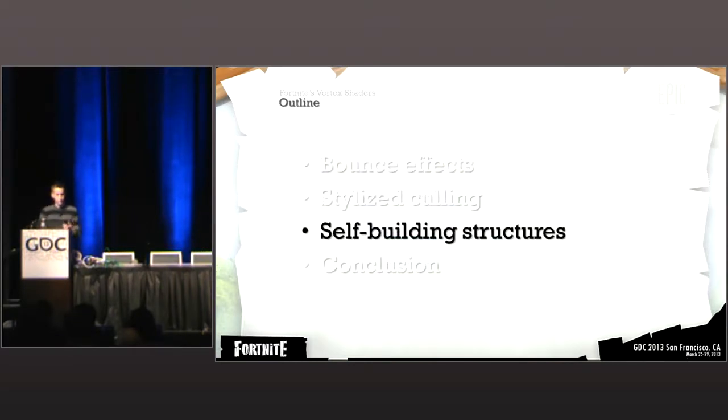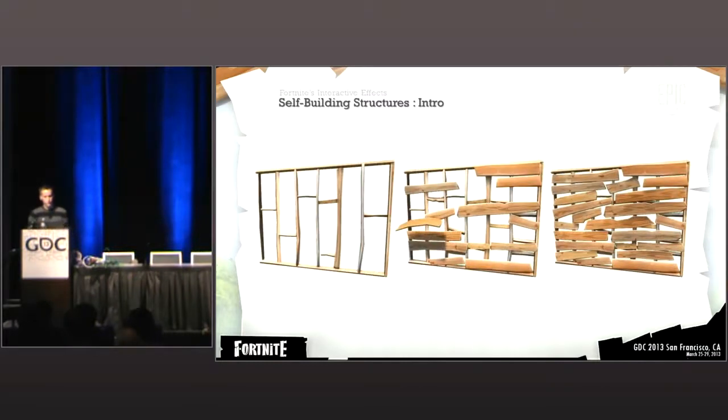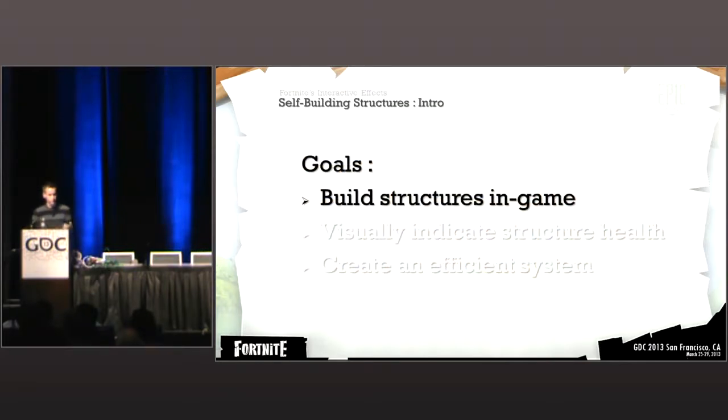So now we'll go on to something a little bit more complicated. The self-building walls represent a significant portion of the game as well. We allow the player to build staircases, floors, and other types of structures using this animation technique. So from the beginning, we set out a few goals for ourselves. We wanted it to be an engaging experience, so we thought the best way to achieve that would be to build the structures in-game in front of the player so they could see every single board or brick or piece of metal fly into place.